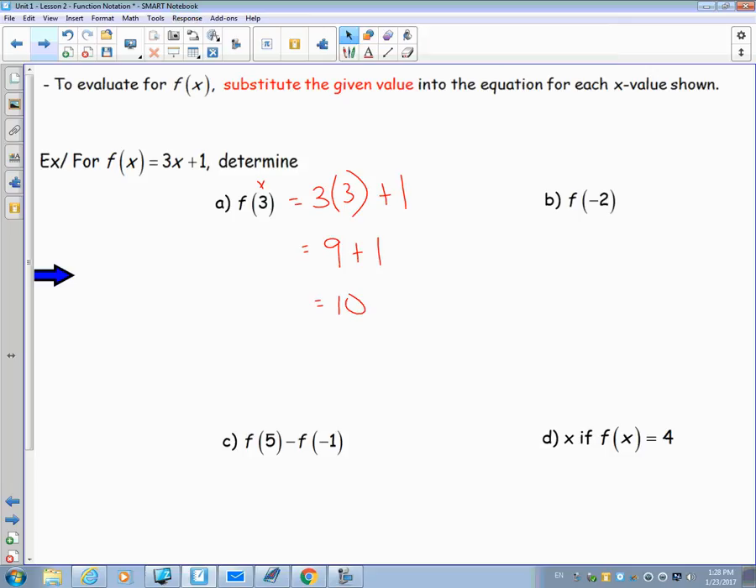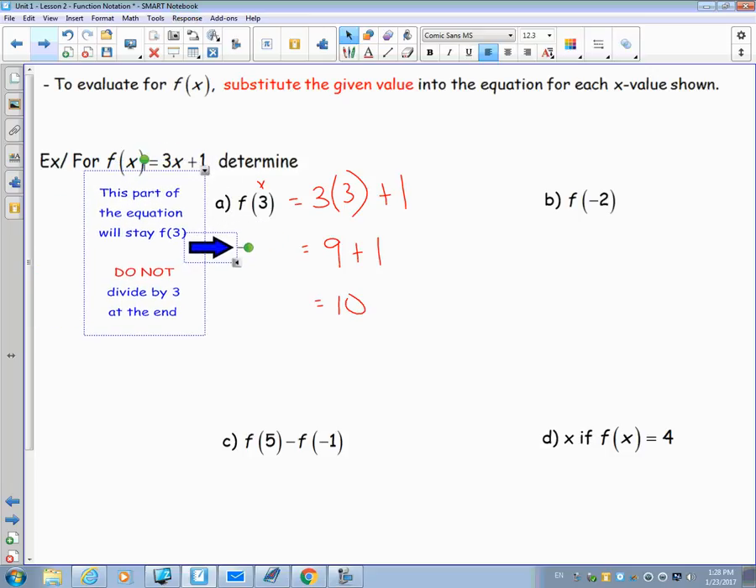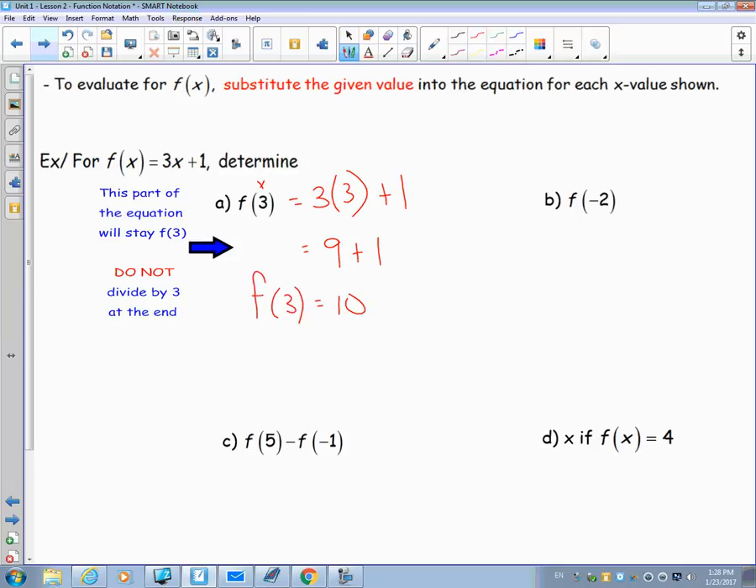Now, as I said a second ago, the common mistake is people try and divide this out. Don't divide by 3. This is part of my solution. f at 3 comes out to 10. In other words, on my function, there's a point (3, 10), x and y. Okay, again, we're not going to show this, but that's what that means. Let's try f at negative 2. What do we get?